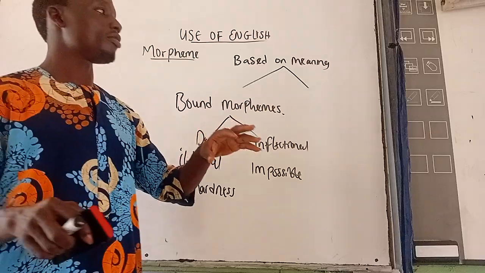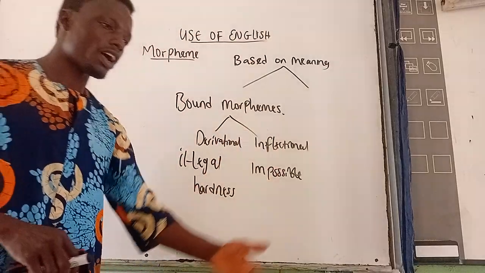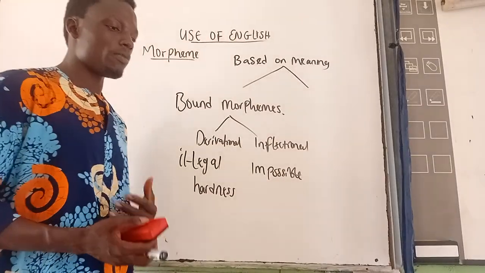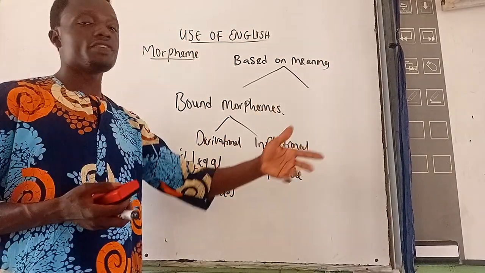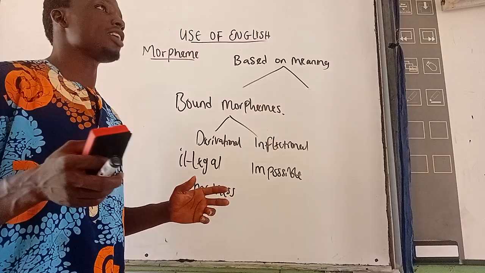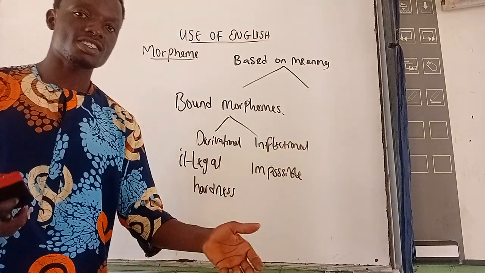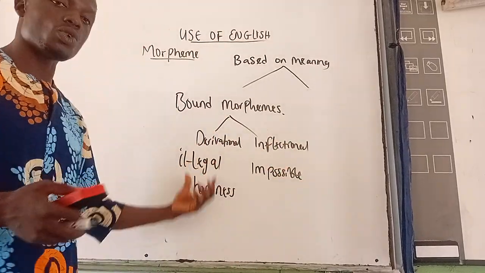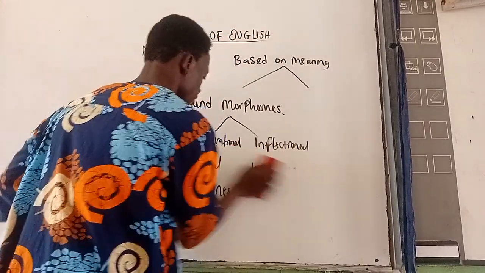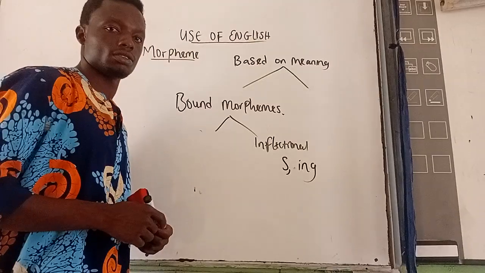Now, what of inflectional morphemes? Bound morphemes generally change word class, tense, singular to plural, part of speech, etc. The one that is added in form of affix, which could be prefix or suffix, they are derivational. But inflectional are the types of morpheme that either change from singular to plural, or change the tense. Examples of inflectional are like s, ing. Do we get that?